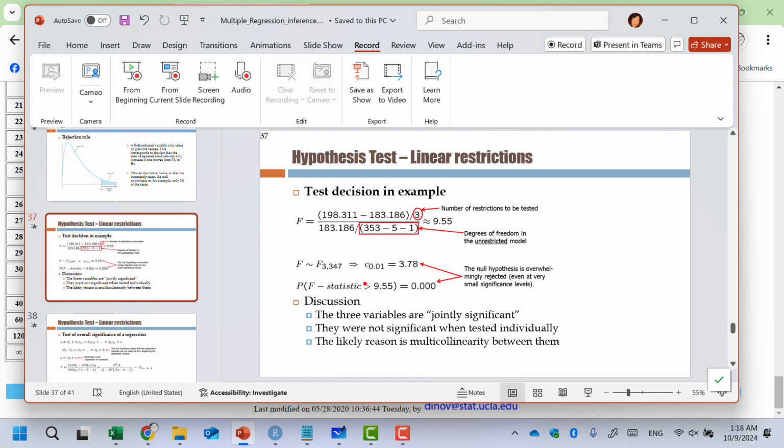Okay, and since our F statistic is 9.5, which is way greater than 3.7, the probability is almost 0. So if the null hypothesis is true, the probability that we can get our result is 0, which means we can reject the null hypothesis. So what we can conclude is that the three variables are jointly significant.